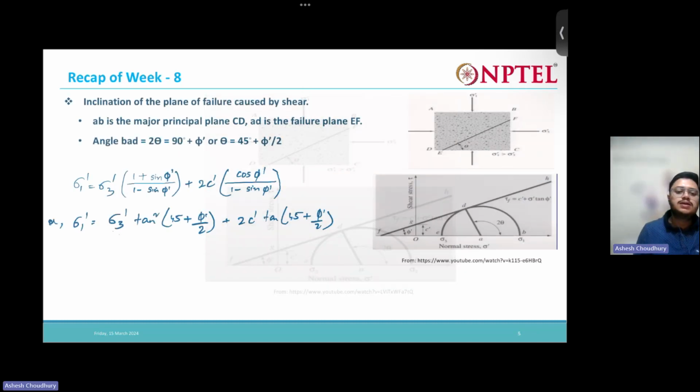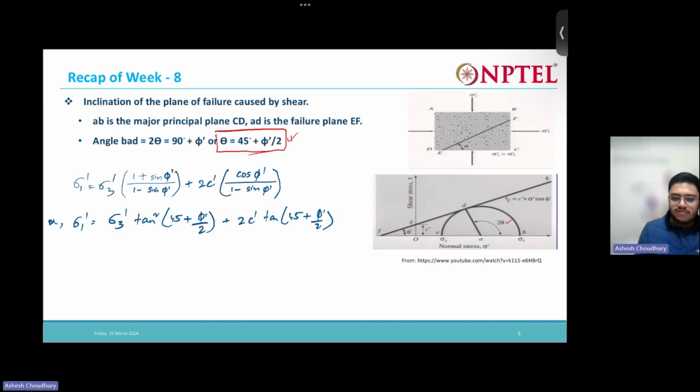Now, inclination of the plane caused by the shear. We already saw AB is the major principal plane, AD is the failure plane. So the angle BAD is equal to twice theta. This angle is nothing but twice theta, which can also be written as 90 degrees plus phi, and from here we can write theta, the failure plane, is equal to 45 plus phi by 2. Okay, so this is important, you can remember this.